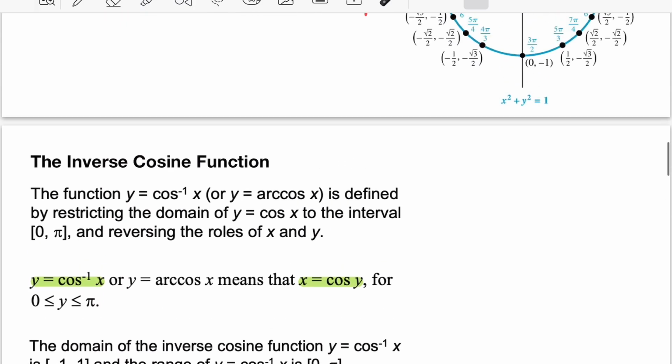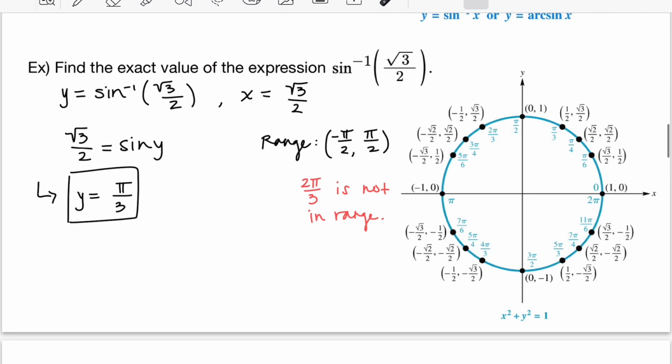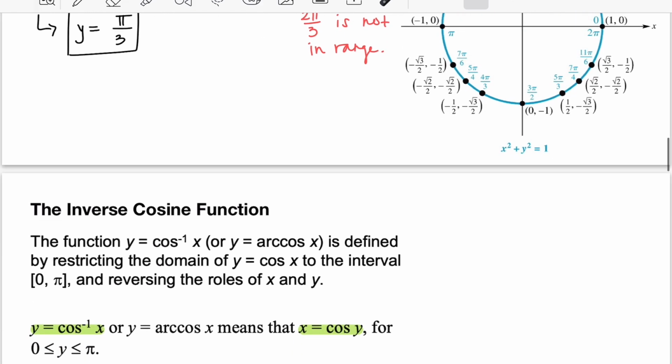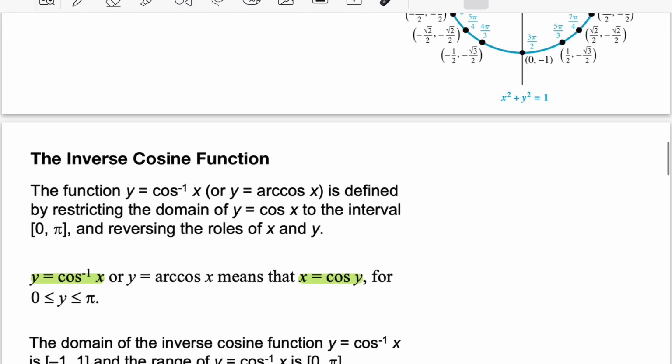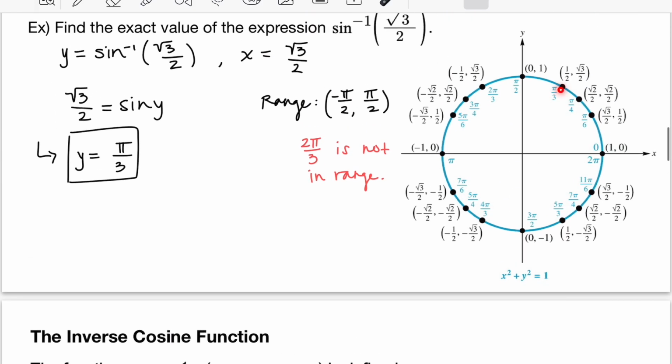So going back to our unit circle here, we want to figure out when cosine of y is equal to 1/2. Notice this happens at pi over 3, and this also happens at 5 pi over 3. But in this case, our range for our inverse cosine function is just going to be from 0 to pi. So our only value where this is going to be true is at pi over 3, since 5 pi over 3 is outside of this domain from 0 to pi.